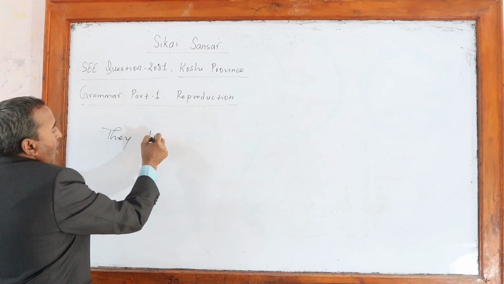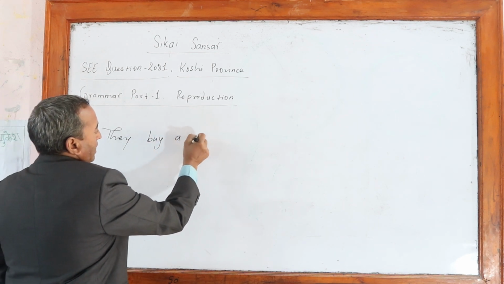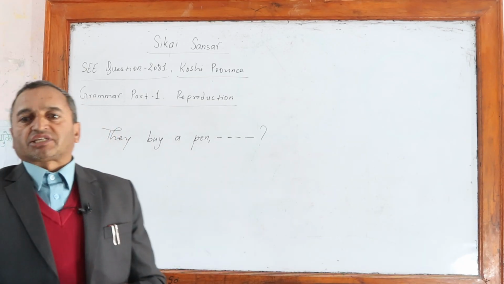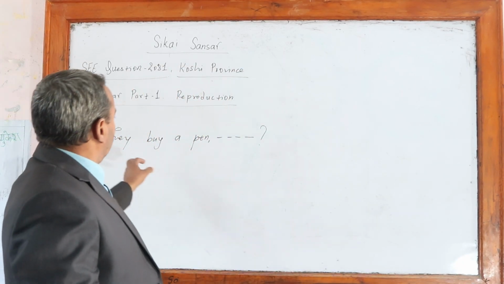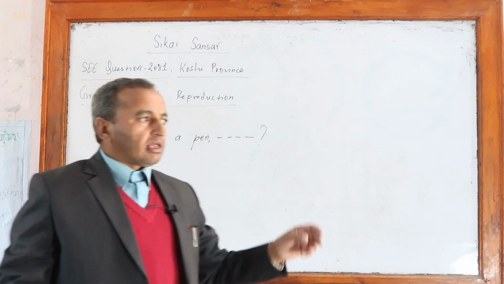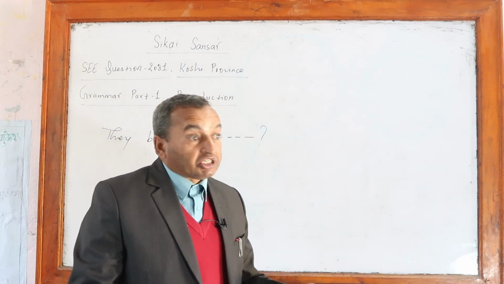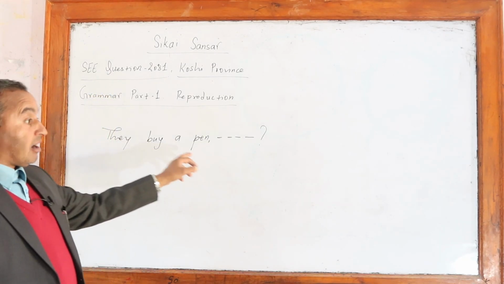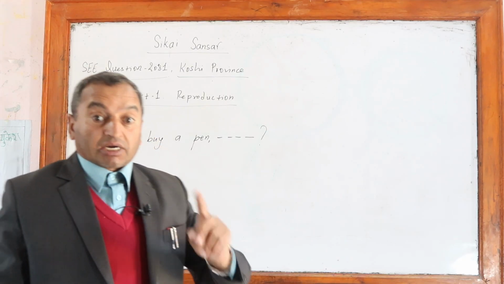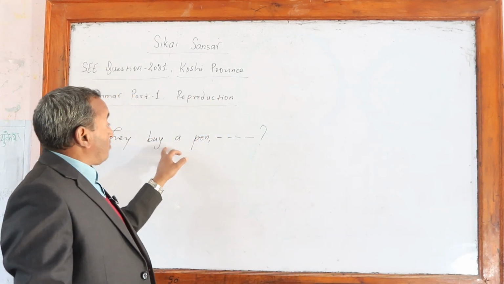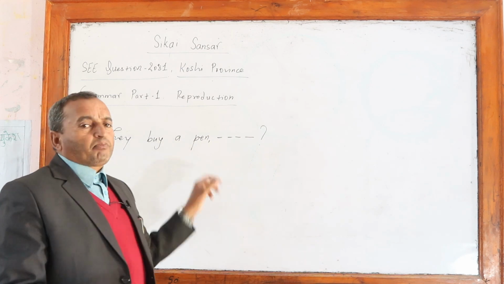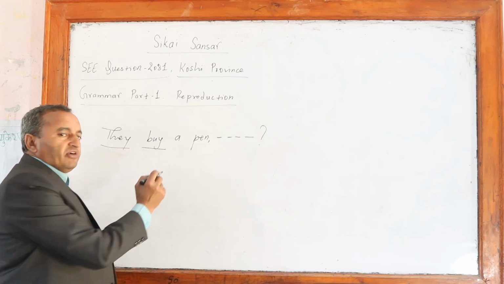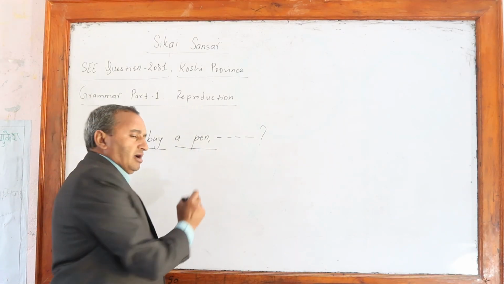They buy a pen. Okay, suppose in our question, if this kind of question is given here, they buy a pen. Again, let's analyze. Okay, the subject is "they". "Buy" is the verb. Earlier there was a V5 form, but look, my dear students, here "buy" V1 is given there, and a pen is the object. Okay, "they" is the subject, "buy" is the verb, and "a pen" is the object.